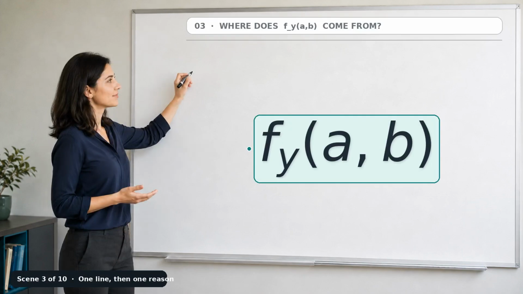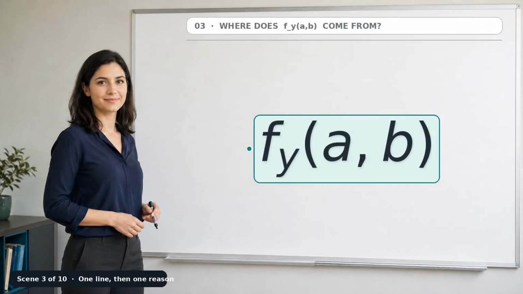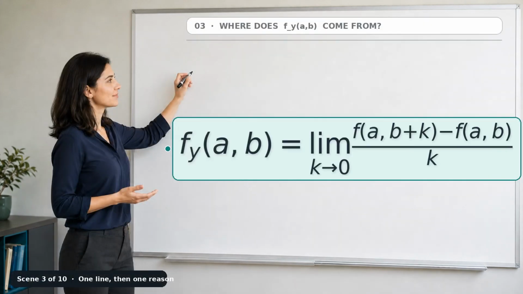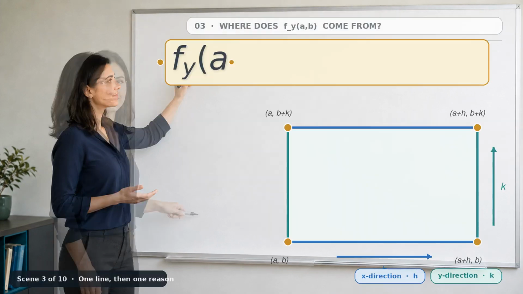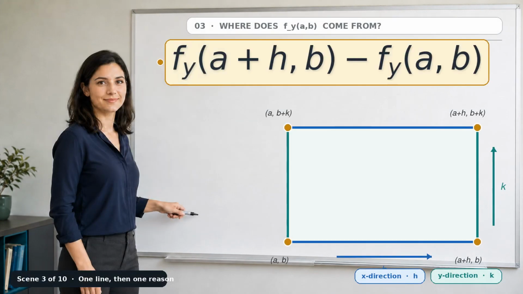Now focus on the other value, f sub y at a comma b. The idea is identical. This time x equals a and remains fixed while y changes. So we compare f at a comma b plus k with f at a comma b, divide by k, and let k approach 0. Our original difference is therefore comparing two vertical rates of change. The small rectangle displays all 4 points. Blue marks the horizontal x change h, teal marks the vertical y change k.